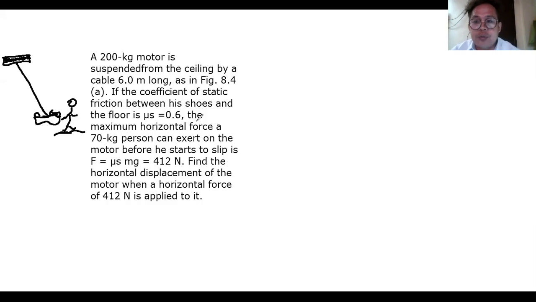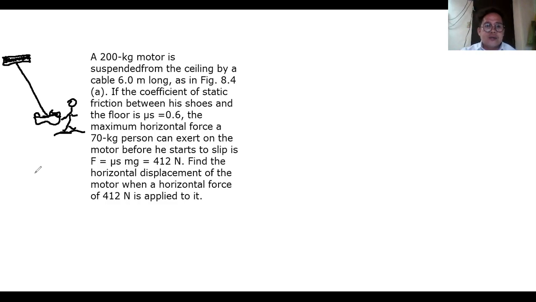So we have here the fourth problem: a 200-kilogram motor is suspended from the ceiling by a cable 6 meters long, as in figure 8.4. If the coefficient of static friction between his shoes and the floor is 0.6, the maximum horizontal force a 70-kilogram person can exert on the motor before he starts to slip is F, which is equal to the static friction times the normal force. The normal force is mg, and that is 412 Newton. So find the horizontal displacement of the motor when the horizontal force of 412 Newton is applied.